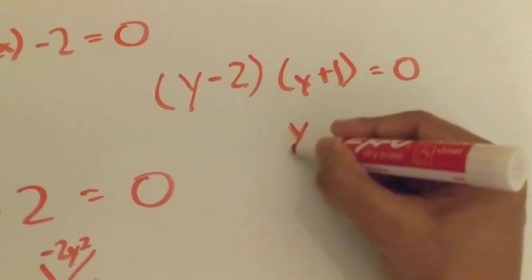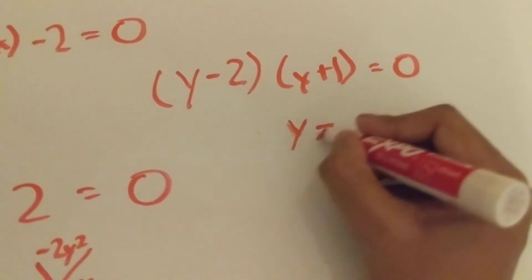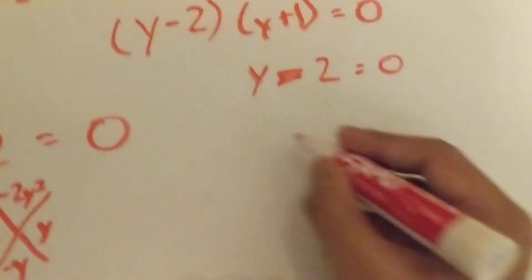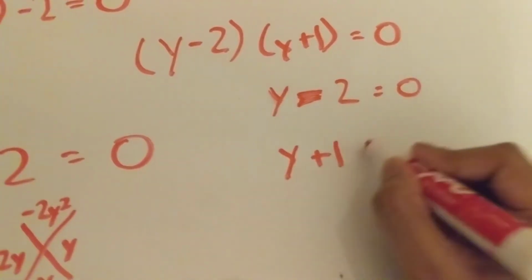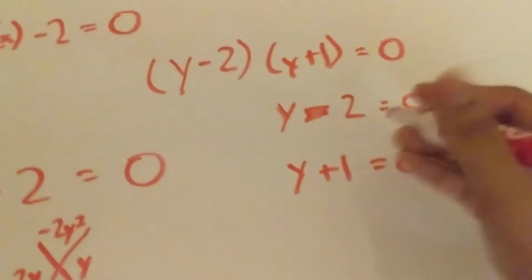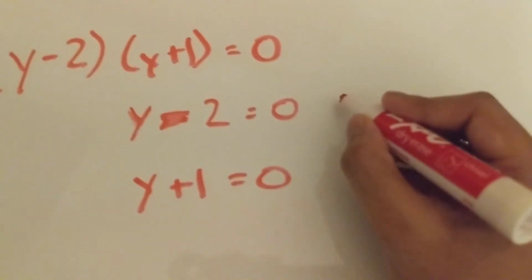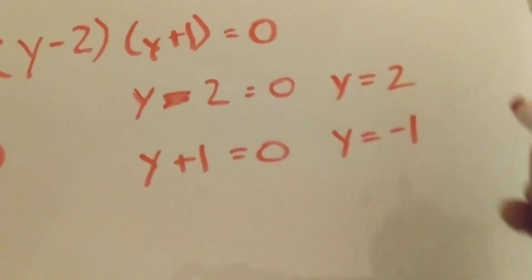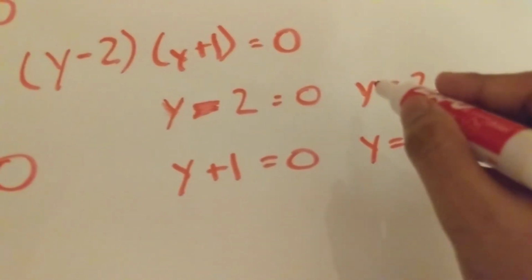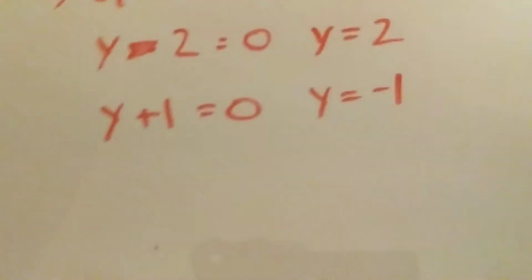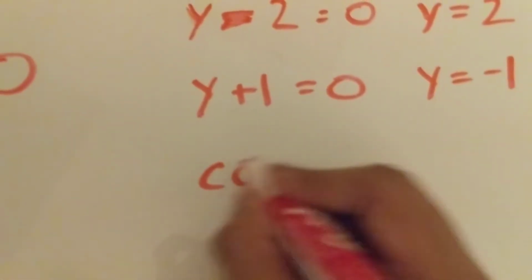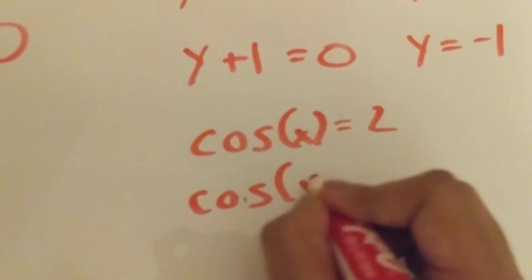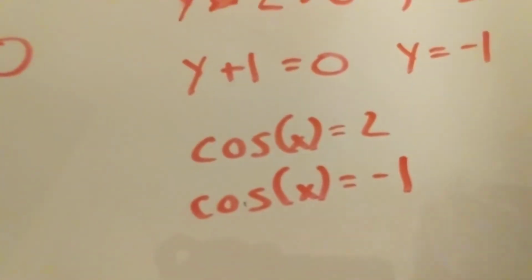So if we solve, y minus 2 is equal to 0. This is supposed to be a minus sign. y plus 1 is also equal to 0. Now let's isolate y as I said we were going to do. So we got y is equal to 2, y is equal to minus 1. So y is equal to 2. That means cosine of x is equal to 2. And cosine of x is equal to minus 1.